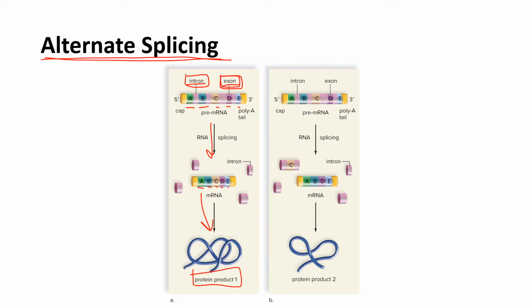If, for example, this type of protein is not required and the cell needs a modified protein, alternate splicing can occur. You start with the same pre-RNA, which has the segments A, B, C, D, and E. In this case, C is going to be spliced out. So the resulting mature RNA is A, B, D, and E. You've spliced out C, and now the resulting protein is a different protein product. So alternate RNA splicing will allow the cell to produce slightly different proteins when needed.